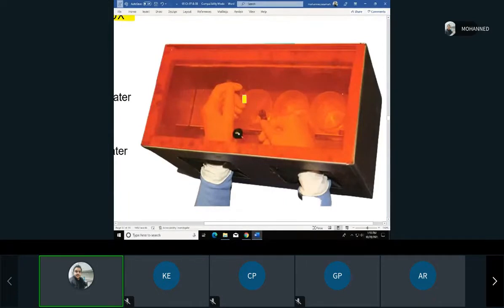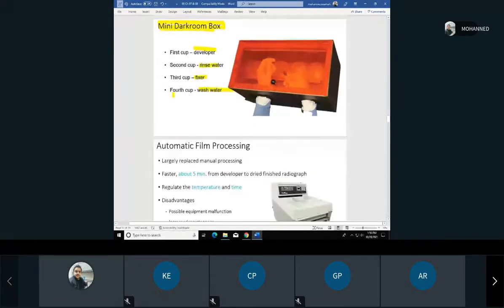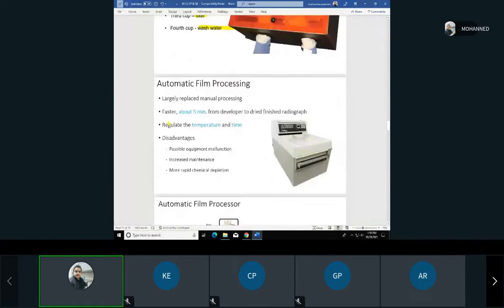So that's why we can put a box that has that filter on top of it, and you can see they have four cups. One is fixer, one is rinse, one is developer, and then one is wash. So that's how you used to do it chair side: first cup is developer, then rinse, then fixer, then wash. But again, thankfully, we're not doing this anymore.